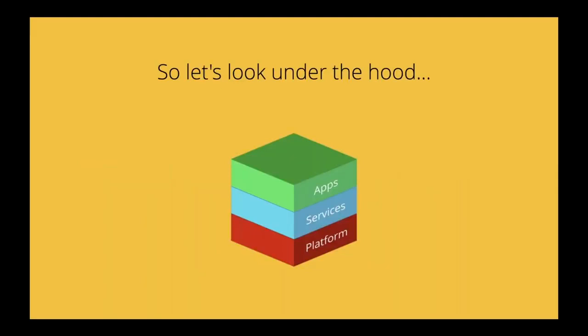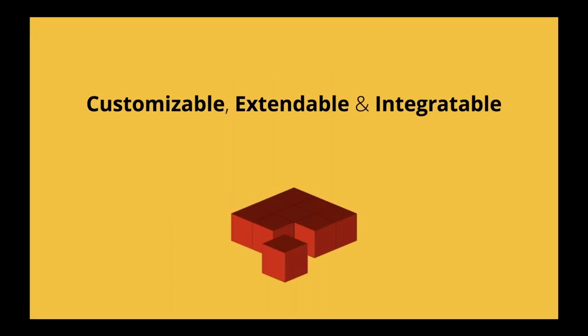So let's look under the hood then, right? So let's put apps aside for now and come back to those later and start with our platform. So the platform is a crucial layer because it's what allows you to customize, extend, and integrate Zoho One, right? There might need to be integrations built to third-party systems that you are reliant on and that you really love and that you don't want to leave.